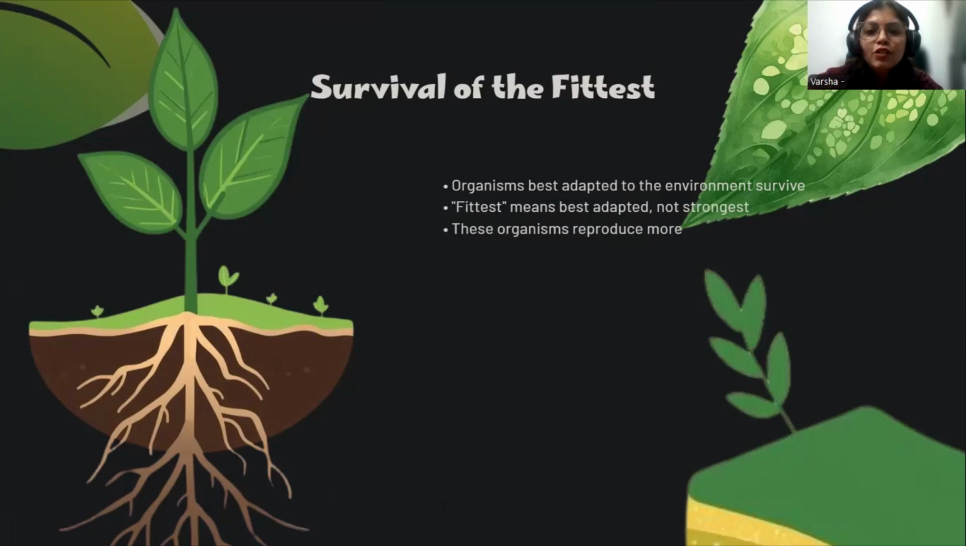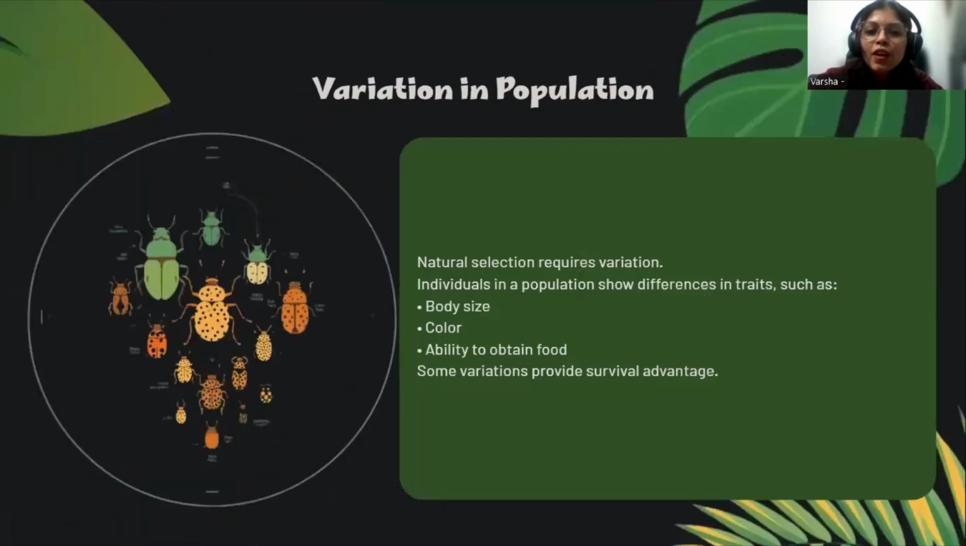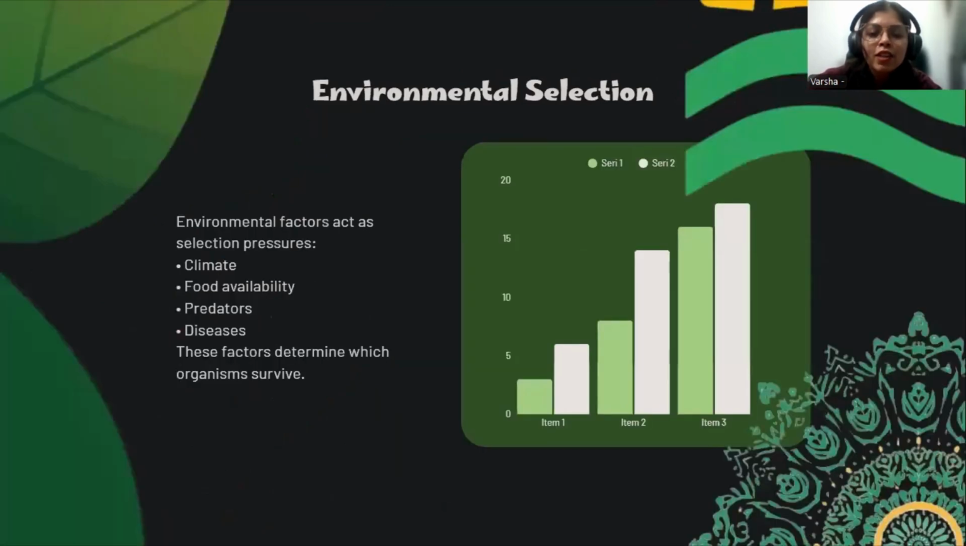So, for natural selection to work, there must be variation in the population. Different individuals have slightly different characteristics. Some individuals may have traits that give them an advantage in survival. The environment acts as a selection pressure. Factors like climate, food availability, predators, and disease determine which individuals survive and which do not.